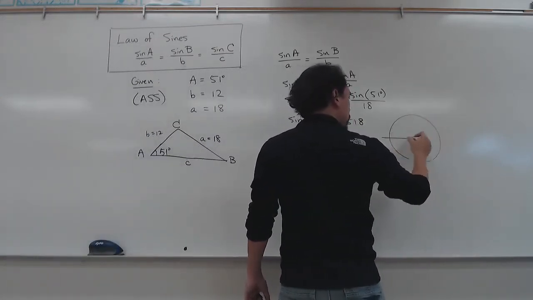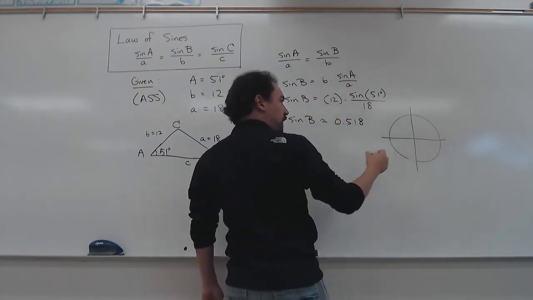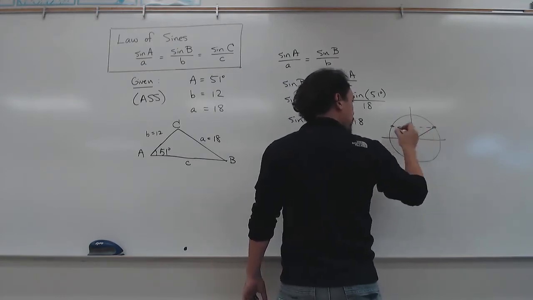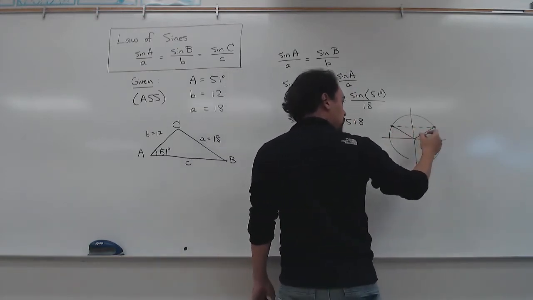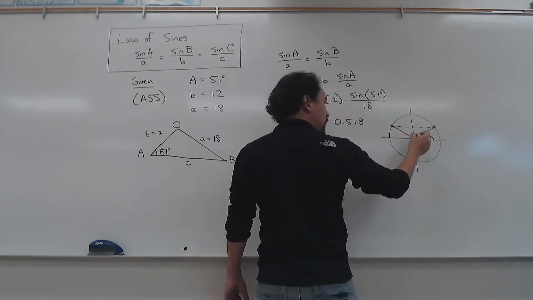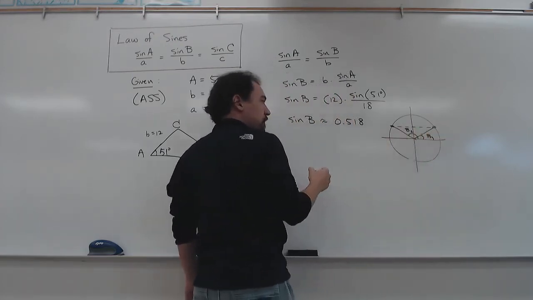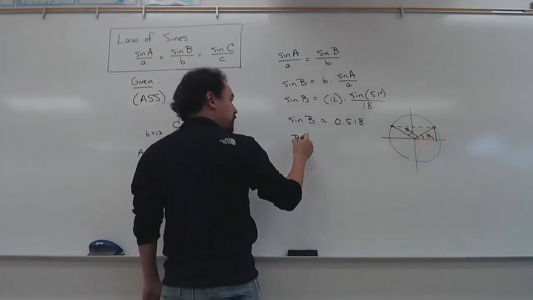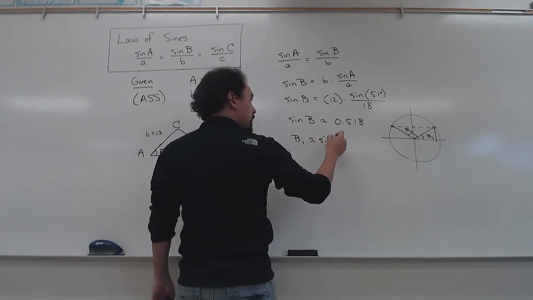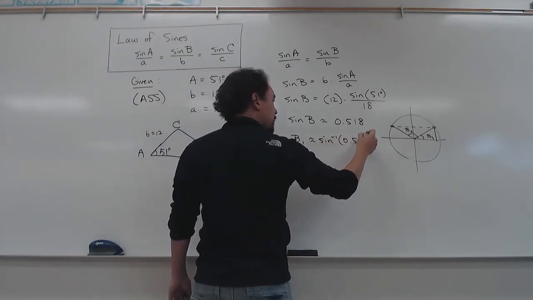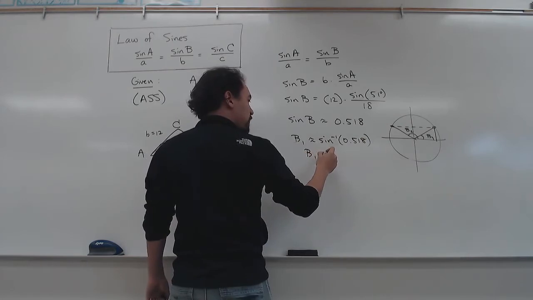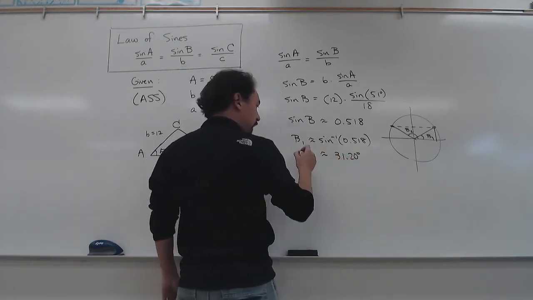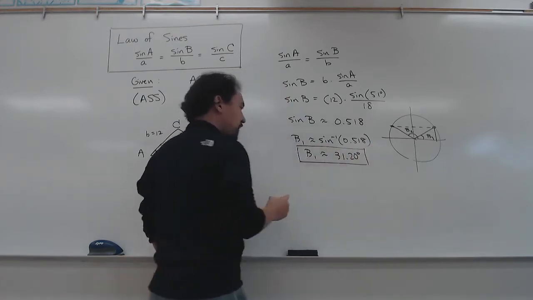We sketch the unit circle. The y-coordinate is 0.518, and there are two possible locations where we can have the sine equal to that. As before, we'll label this as angle B1, and our other possibility is angle B2. If we close the triangle, we recognize that's the reference angle. That means B1 is sine inverse of the y-coordinate, which, according to a calculator, is approximately 31.20 degrees. Okay, we have ourselves a solution.